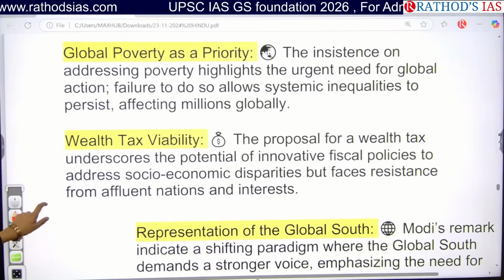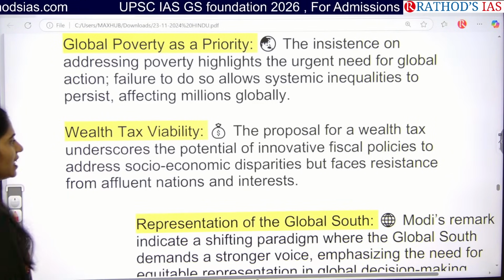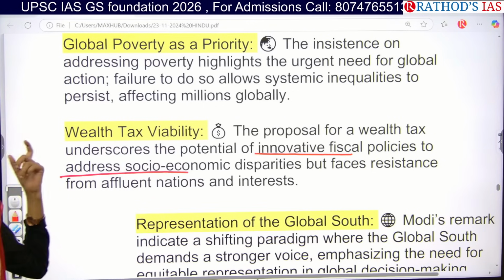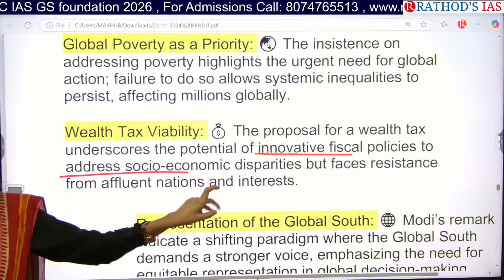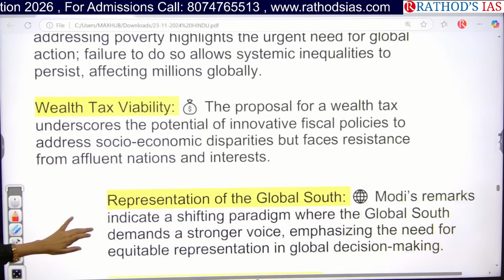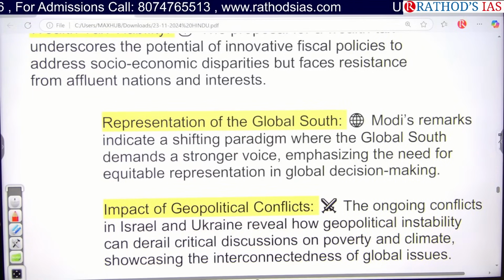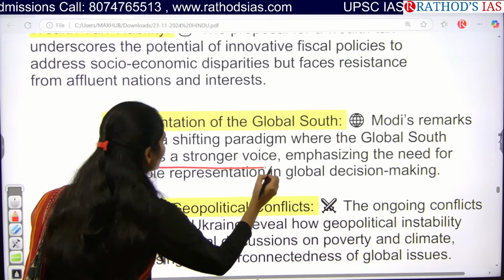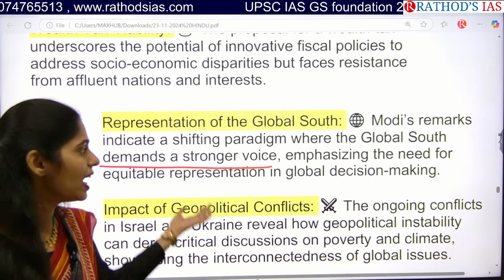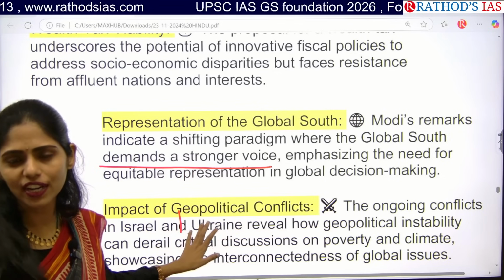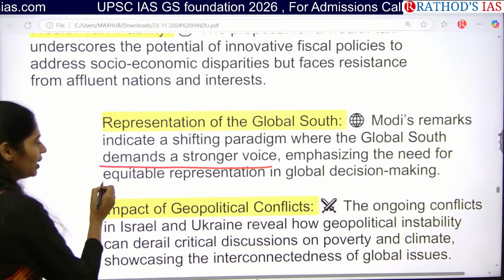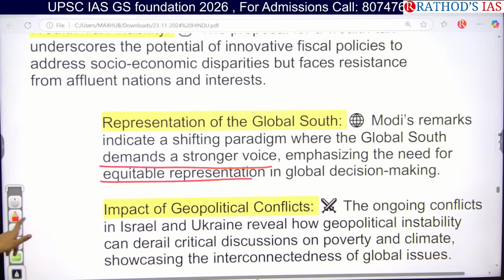Okay. So the next one here is the proposal of a wealth tax. It says that it is an innovative fiscal policy to address socio-economic disparities. This is especially for the Global South, which is represented by our country. Global South demands a stronger voice because these are the group of countries which are developing and less developed countries, and in these countries we have this problem of poverty compared to developed countries, right? So here the G20 is saying that we need equitable representation in global decision making.